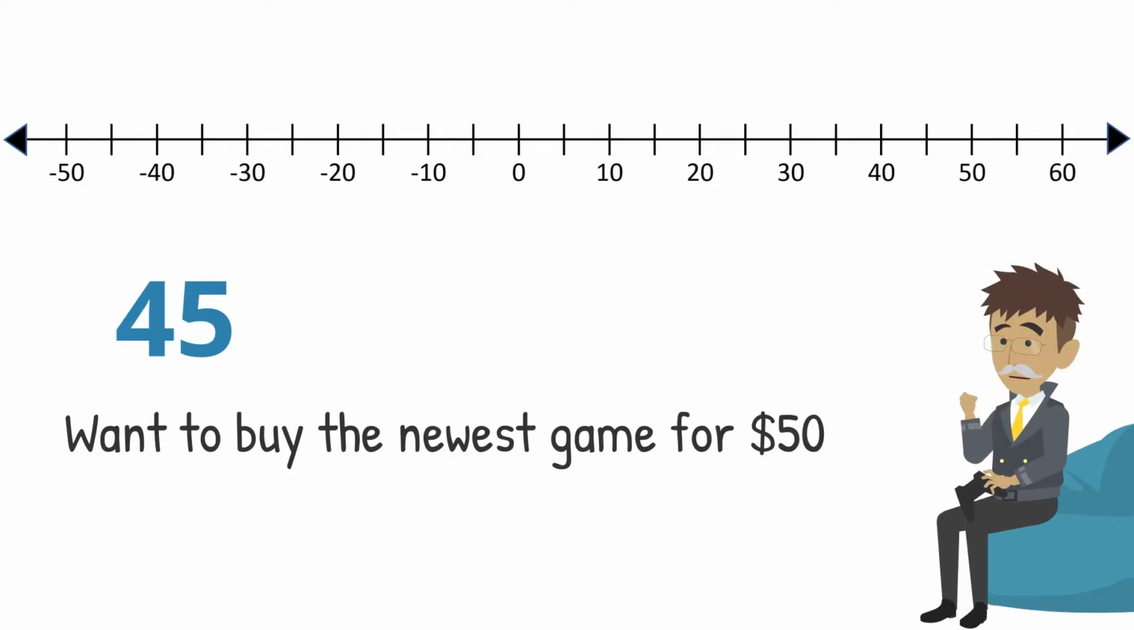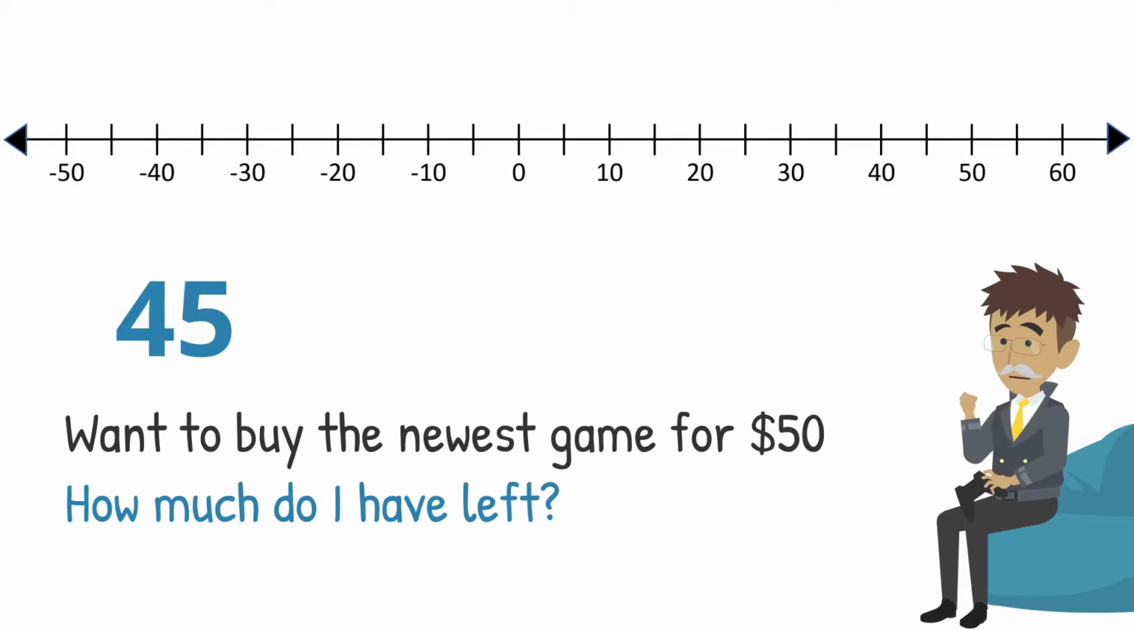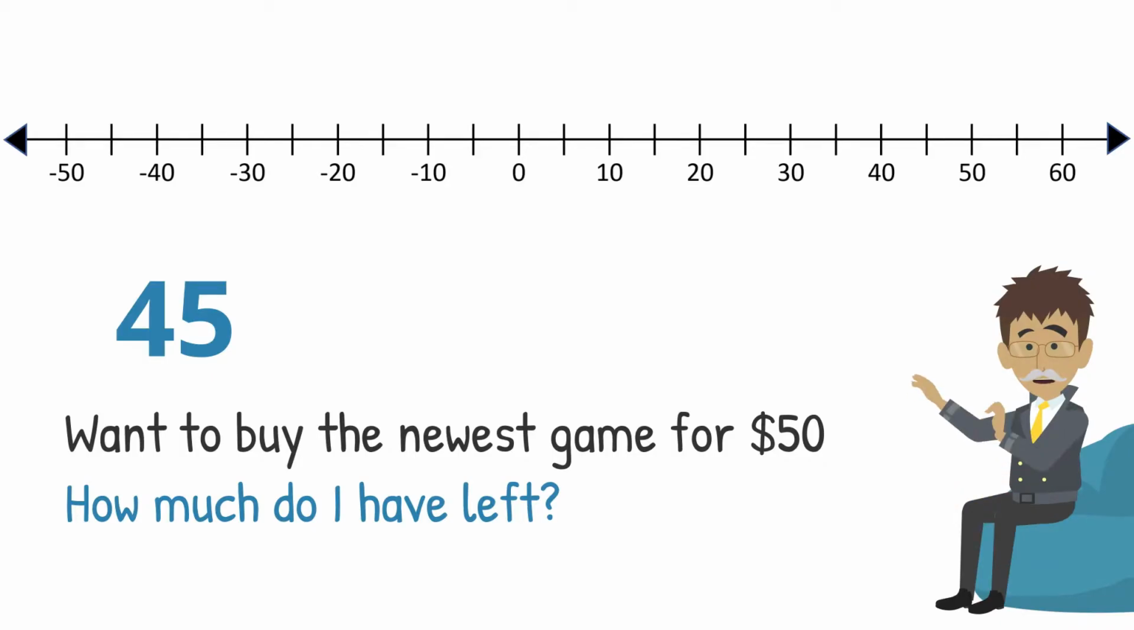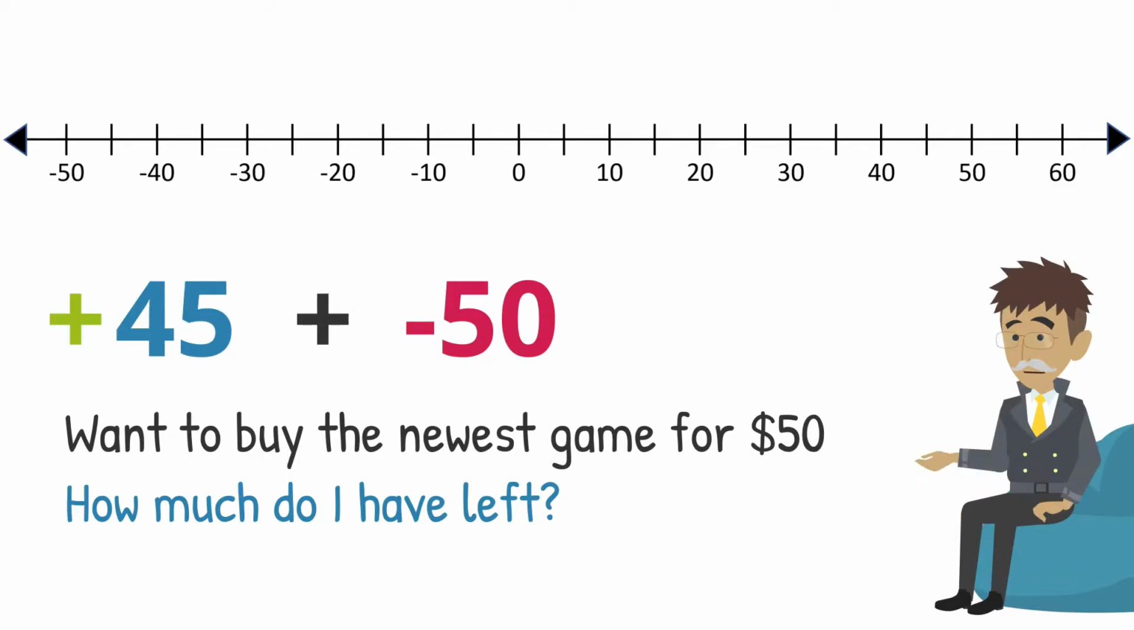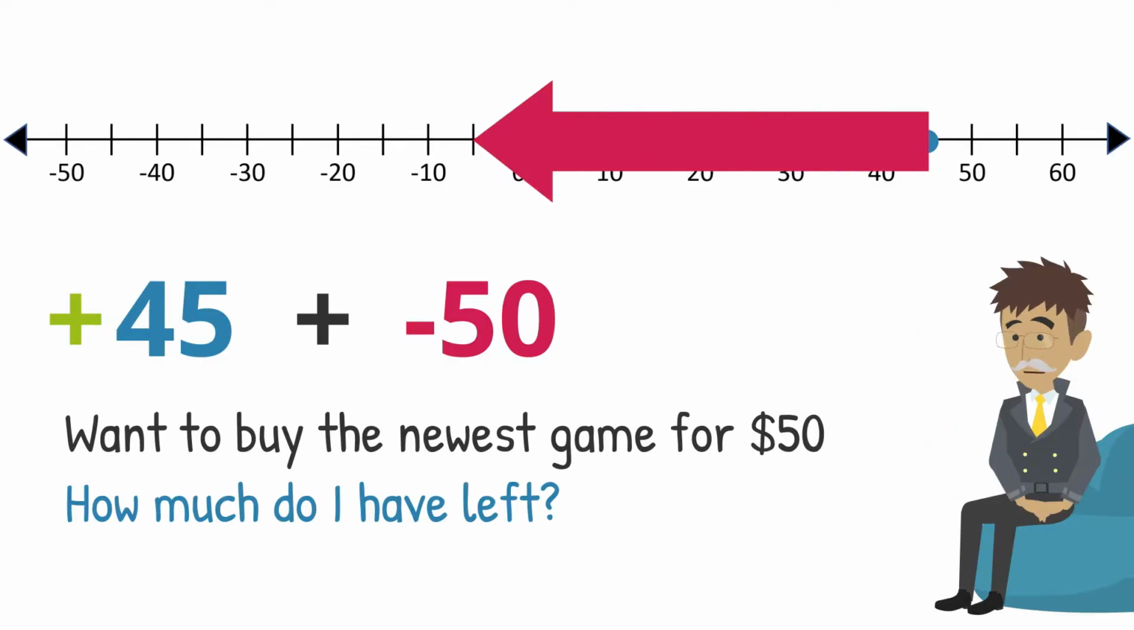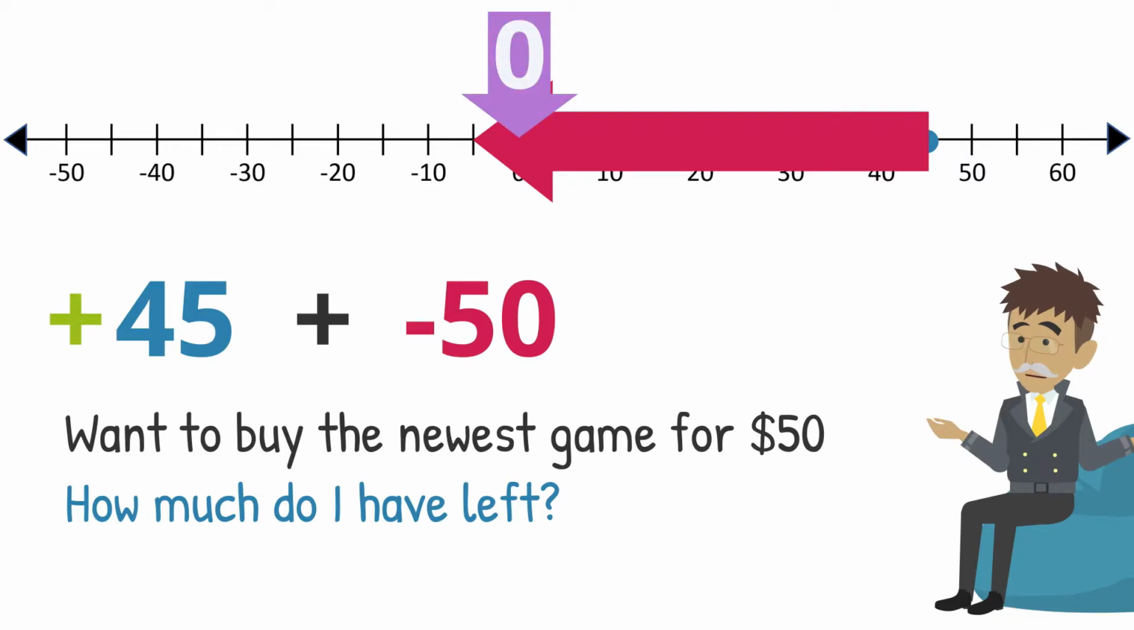After I buy it, how much do I have left? Starting with the math expression, I get positive 45 plus negative 50. On a number line, we start at positive 45, then move left 50. Notice that to add a negative 50, we must move past 0. We end at negative 5.